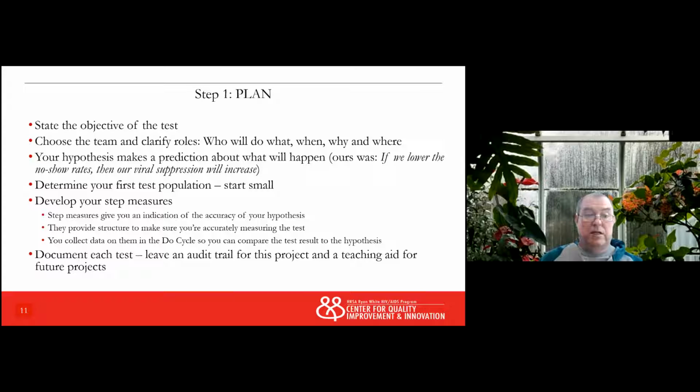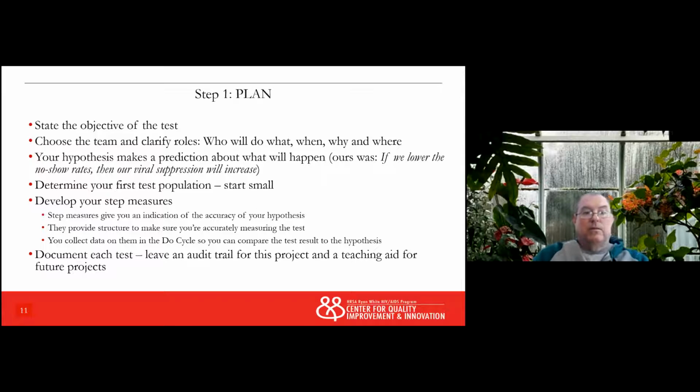You want to state the objective of the test, and you want to make sure that the team understands what the objective is and what their roles are in making this a successful PDSA test, right? You have to assign who's collecting data. You have to assign who's doing what and what their responsibilities are. If you think of your own experiences and you get put into a situation where it's not really clear what's going on, it's frustrating, and chances are it's not going to work real well.